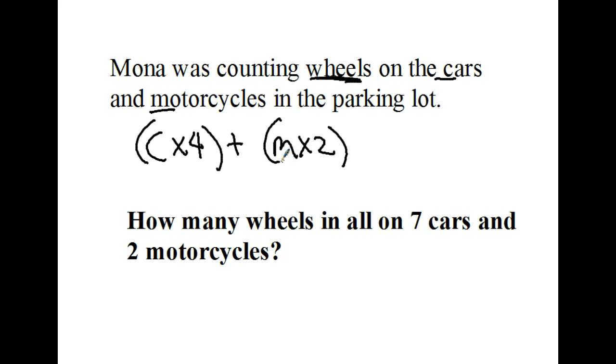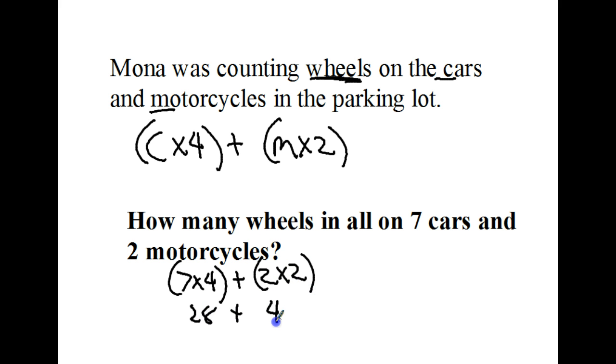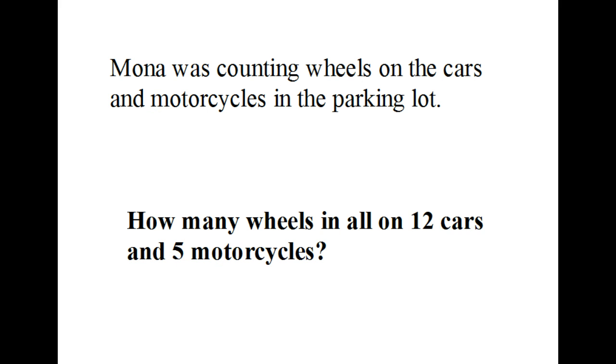So now I come down and solve. She's got 7 cars, 7 times 4, plus 2 motorcycles at 2 wheels each. 7 times 4 is 28, plus 2 times 2 is 4. 28 plus 4 gets me 32 wheels. You try it out. Next one, same kind of problem.